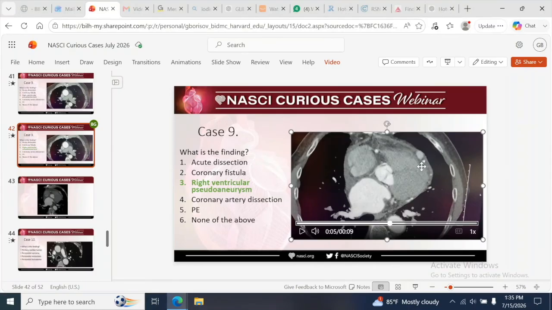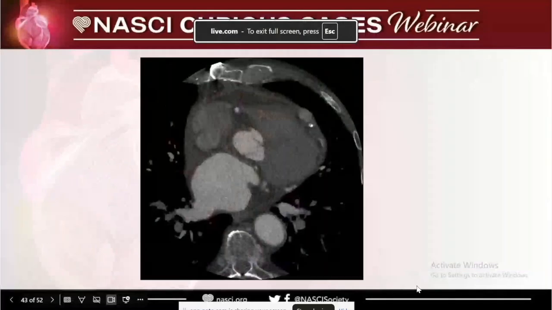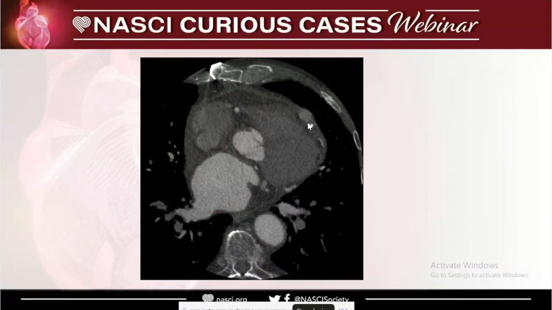And initially, we didn't know if it was related to the coronary vessel right here. But again, if you look carefully on the image I show you subsequently, you can see that there's a clear fat plane separation between this finding and the coronary vessel. So it's not related to the vessel. And as I showed you on the video, there is a continuation between that finding and the right ventricle. That means this is probably a right ventricular pseudoaneurysm as a complication of the surgery.